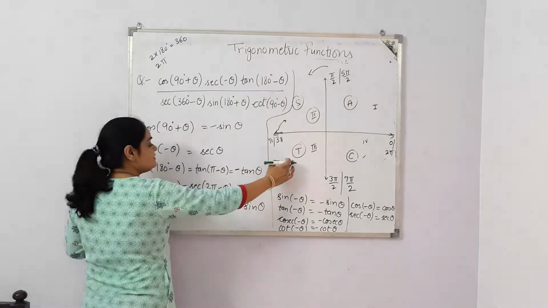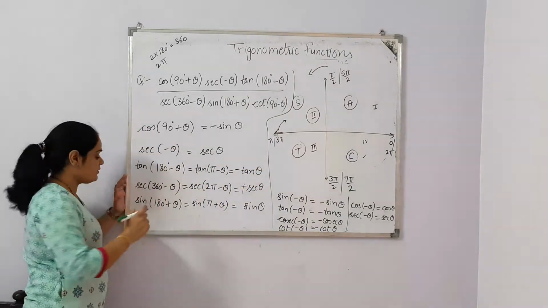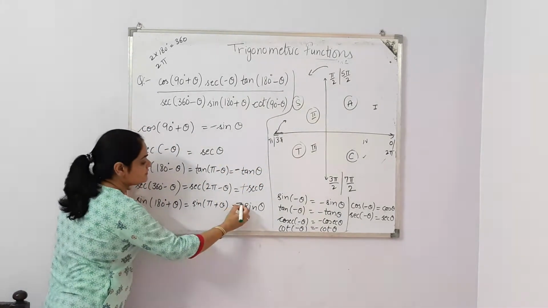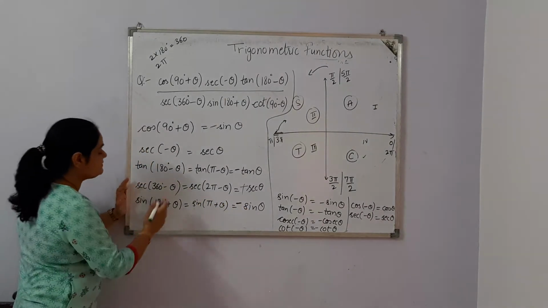In the third quadrant, T is positive. Tangent and cotangent are positive. So sine is negative. And the last one is cot.